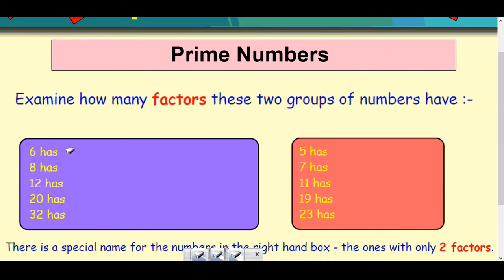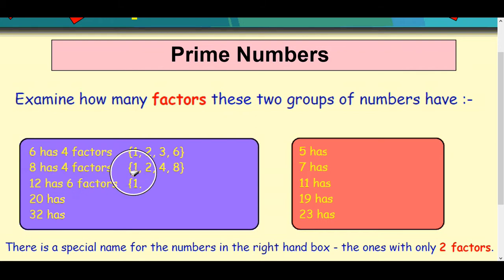So if we look at 6, 6 has got 4 factors. 1, 2, 3, and 6 all divide into 6. 8 has got 4 factors. 1, 2, 4, and 8, they all divide into 8. I'm just doing this quite quickly. If you're not sure of factors, maybe watch the previous lesson.